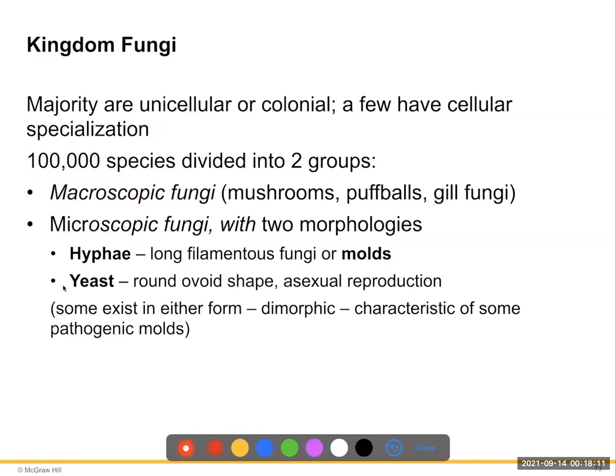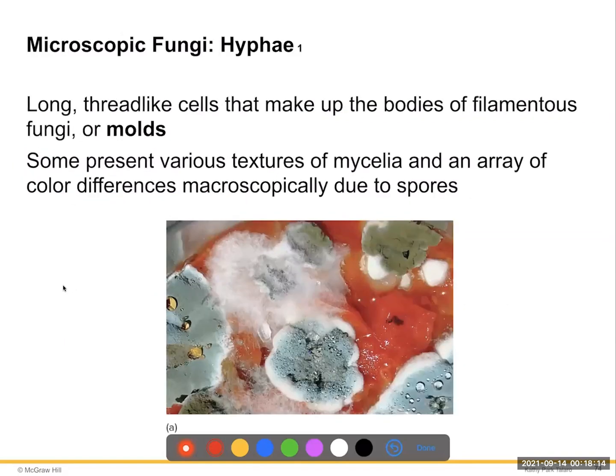That's your breakdown of fungi. And you know all what fungus looks like. The hyphae are long thread-like cells that make up the bodies of filamentous fungi or molds. Some present various textures like mycelia and an array of different colors. It's macroscopic due to the spores that it forms.